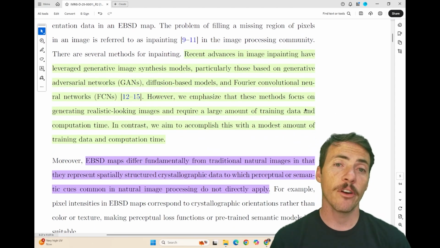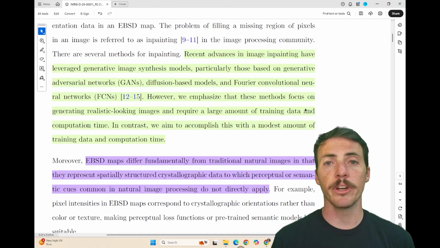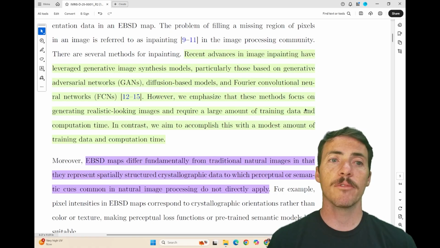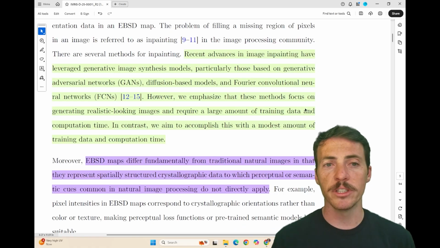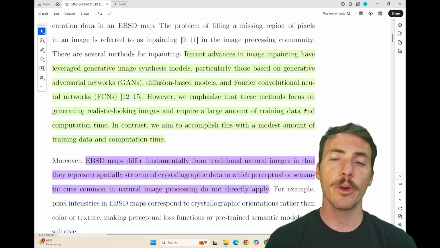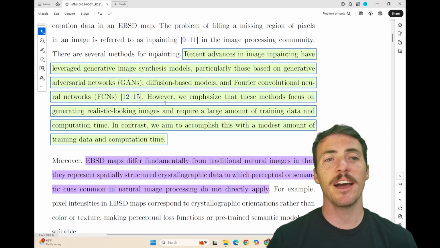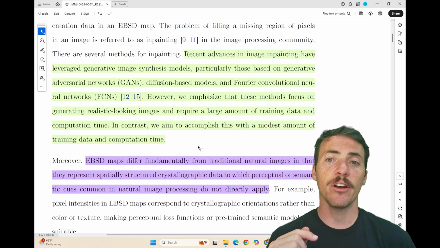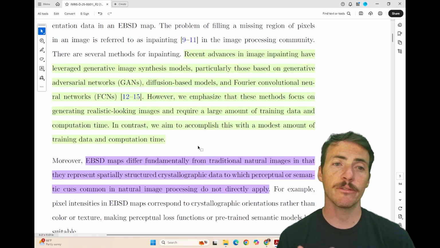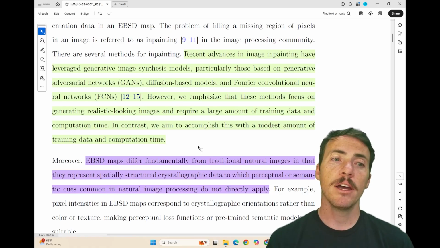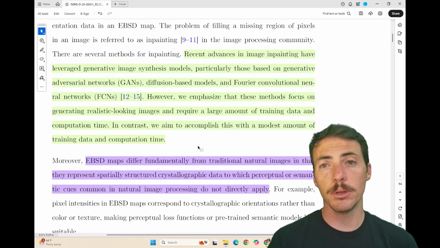They talk about recent advances in image inpainting. The whole field of deep learning has done a lot of this, using generative image synthesis, particularly those using deep learning approaches: GANs, diffusion, Fourier convolutional networks. But they point out that these methods focus on generating realistic looking images, and they require a lot of training data and compute time. And what they'd like to achieve is similar results with modest amounts of data and compute time.